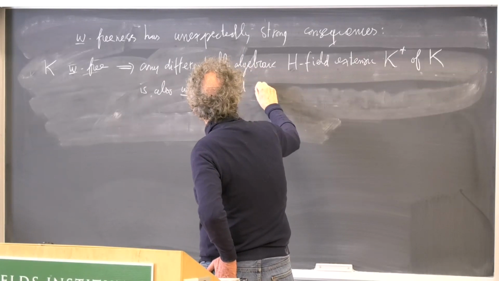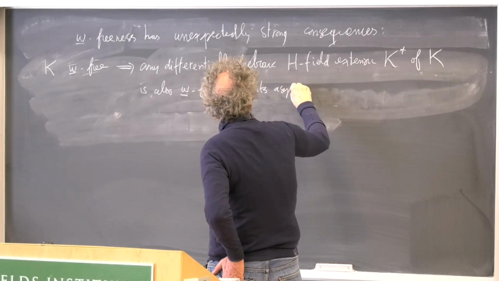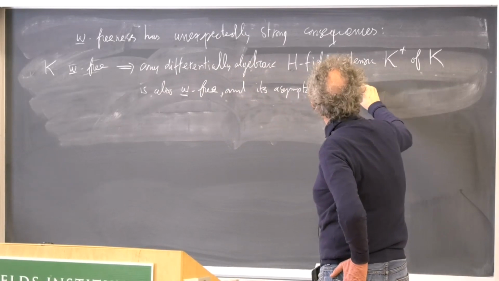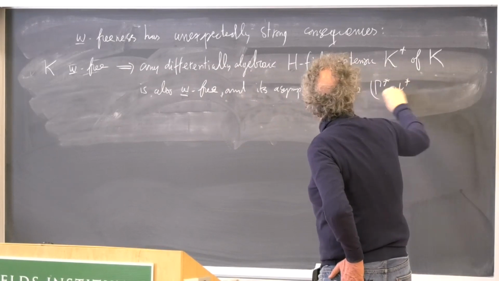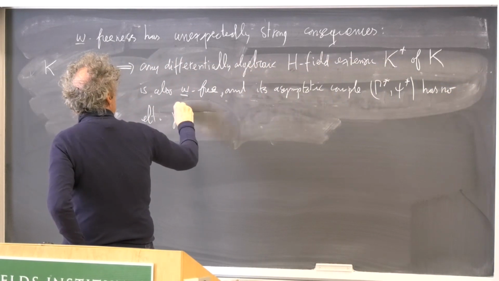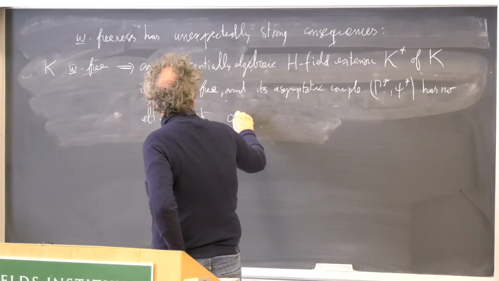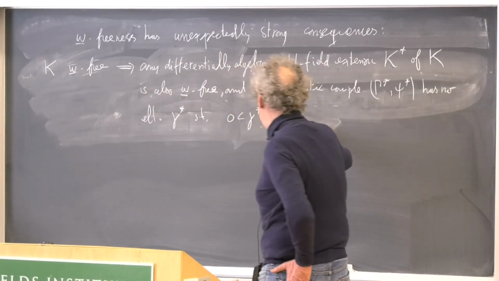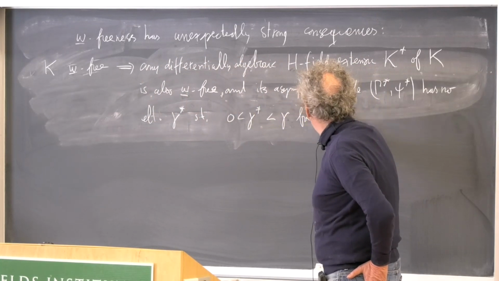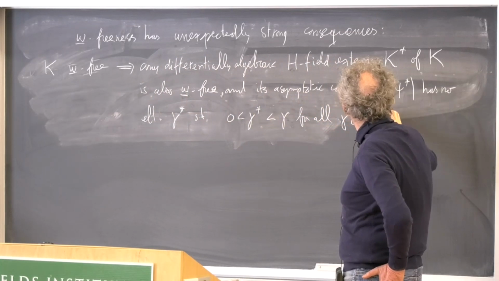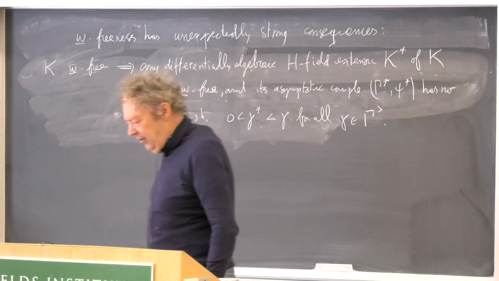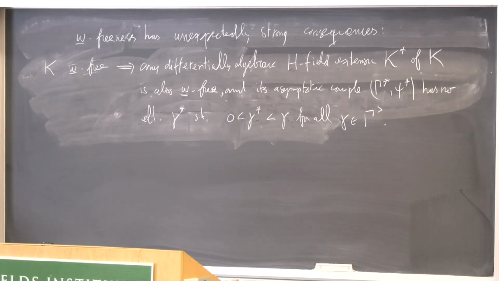And its asymptotic couple, H asymptotic, is also an asymptotic couple. Gamma star, C star, has no elements gamma star such that it's positive but smaller than every positive element in gamma. Like you cannot squeeze something in between zero and all the positive elements of the original asymptotic couple.